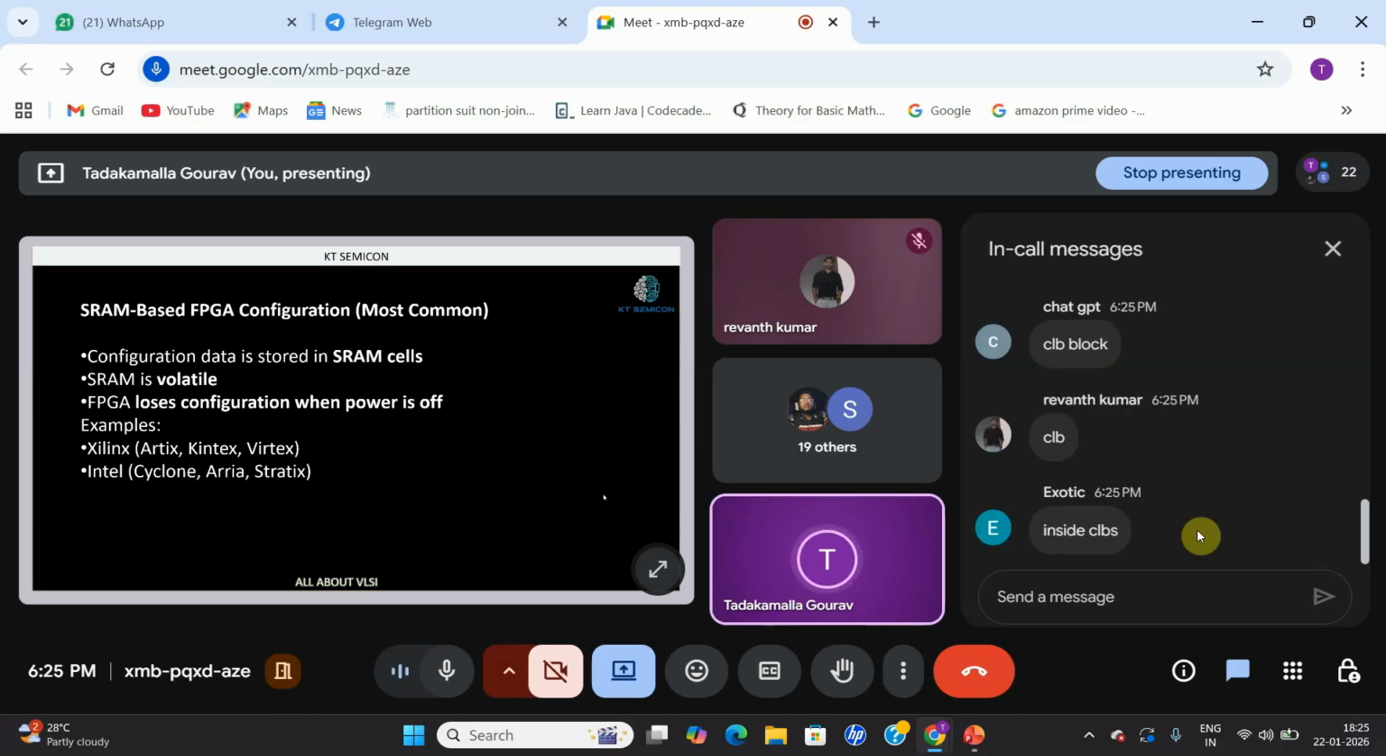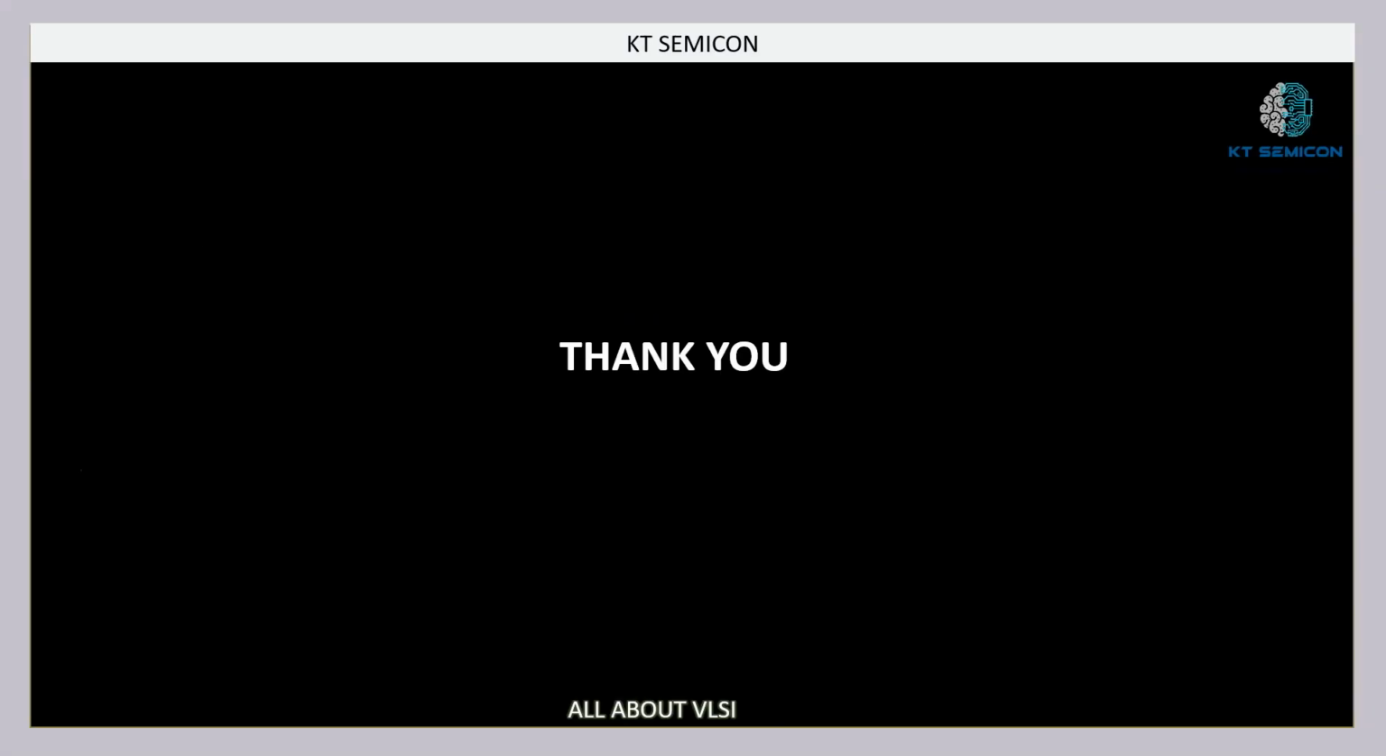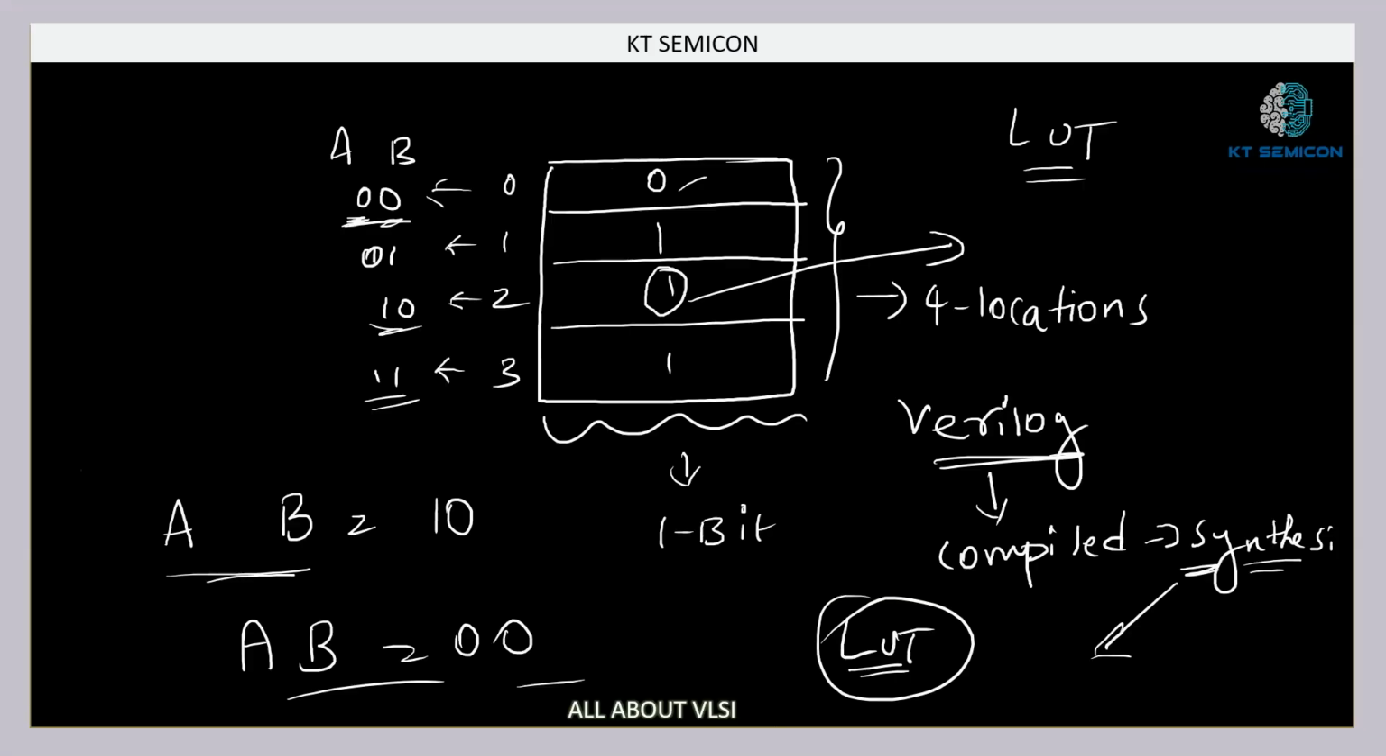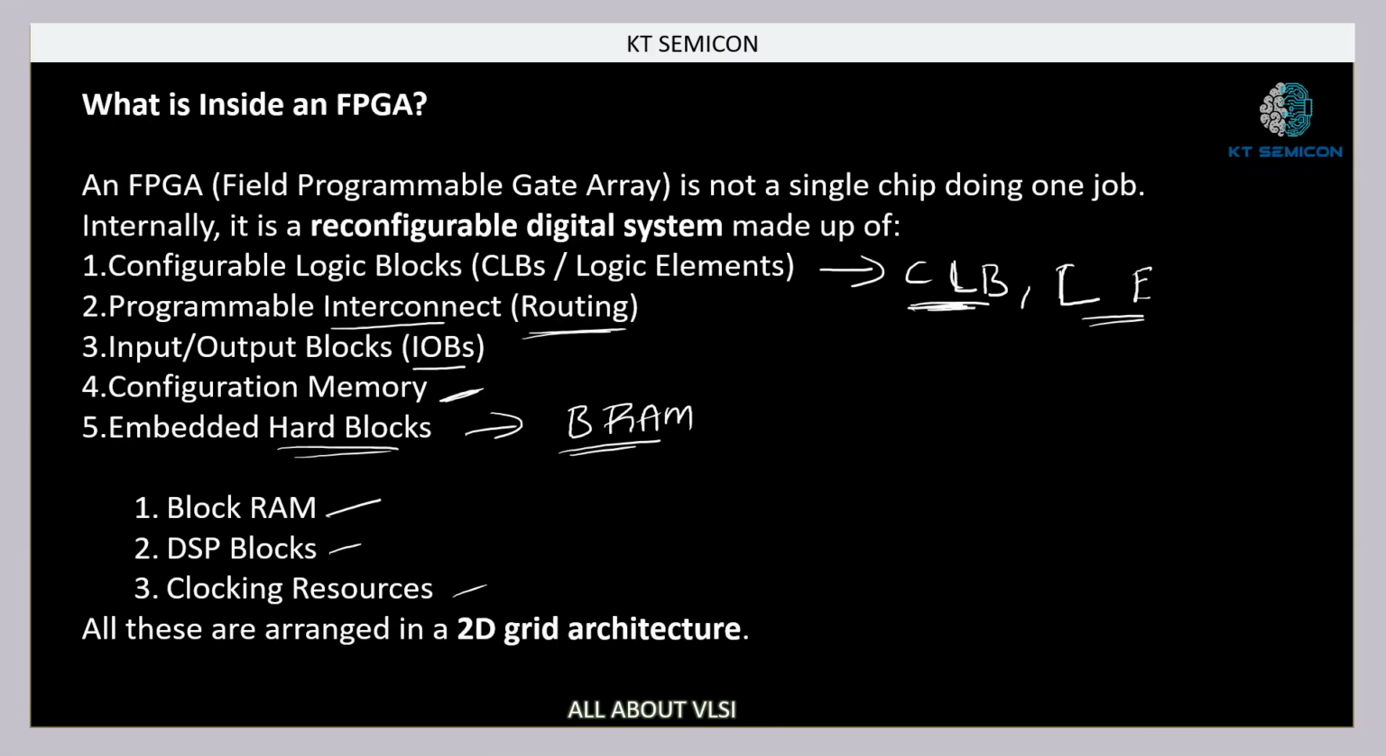Yeah. So CLBs contain these LUTs as well as flip-flops for implementing your sequential circuits. And if you want to implement a simple combinational circuit, you just need a simple LUT. Exactly, correct. So that was our discussion in our previous session, where we discussed what a lookup table is, and what is present inside an FPGA, what a block is.